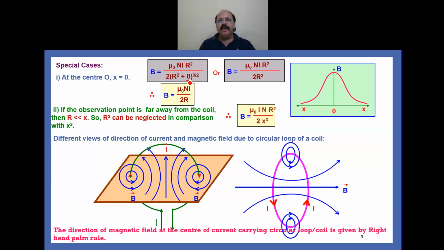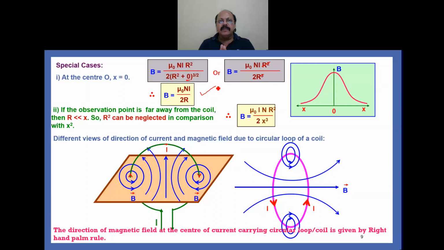Then finally you will get mu naught N I R square upon 2 R cube. Then this R square you cancel. Only R is left in the denominator. So finally you will get B equal to mu naught N I upon 2R.